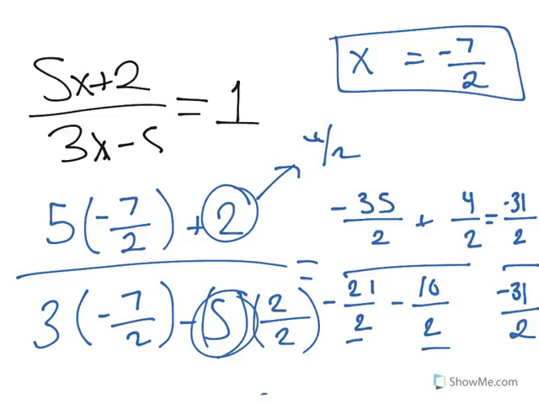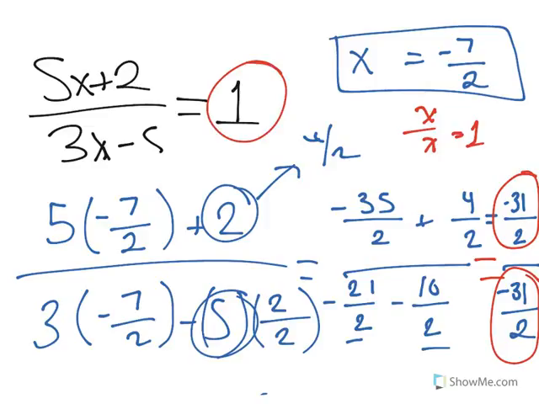So we get negative 31 over 2 divided by negative 31 over 2, which is of course 1 because x over x is equal to 1. So negative 31 over 2 over negative 31 over 2 is just 1. And we actually have proven that we got the correct answer.